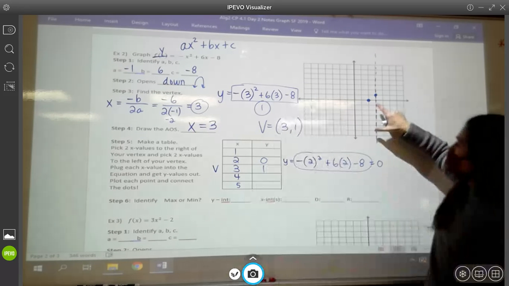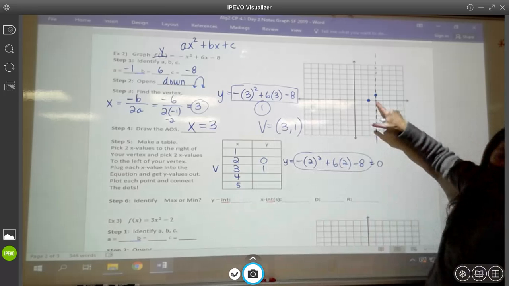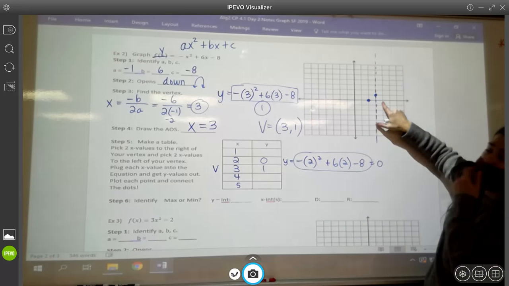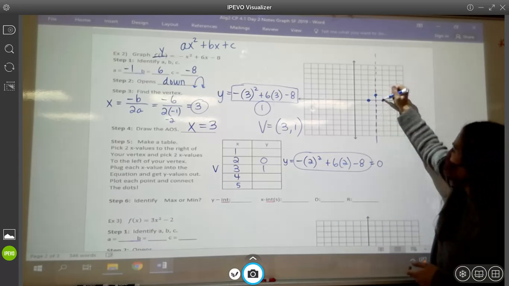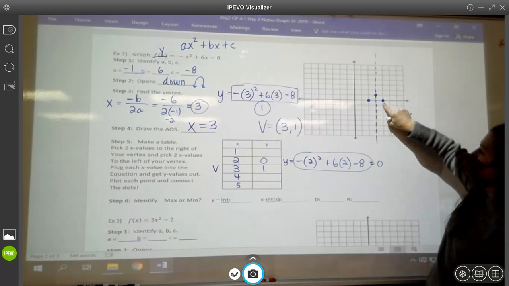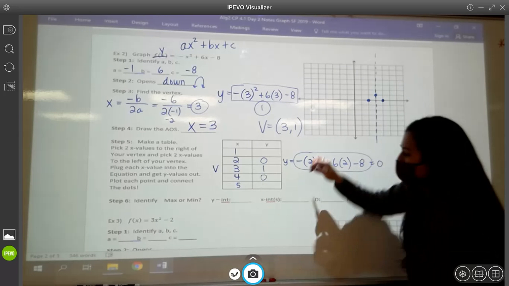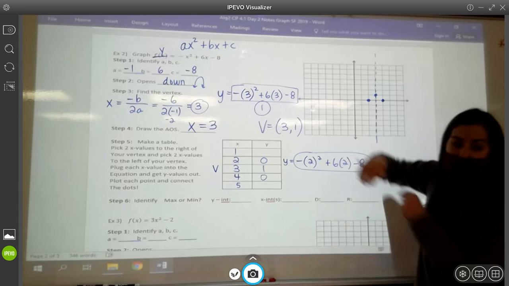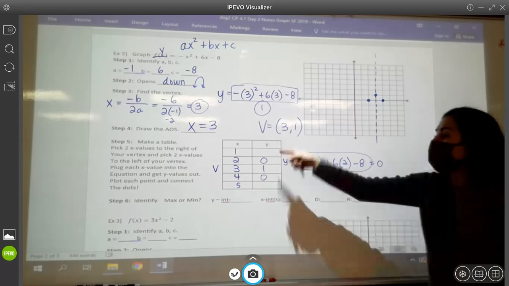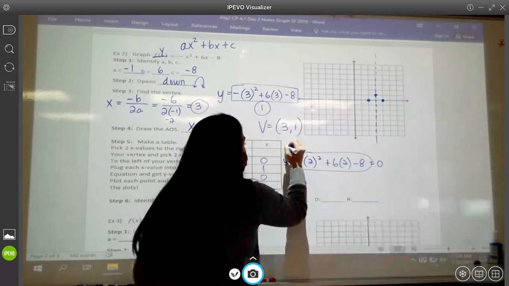So you see how it's one space away from the AOS? That means one space away on the other side, there's that matching point. So anybody who chose 4 would have also got a 0 to come out because they're going to match on both sides of the vertex. All right, now let's plug in 1 and get our last couple points.